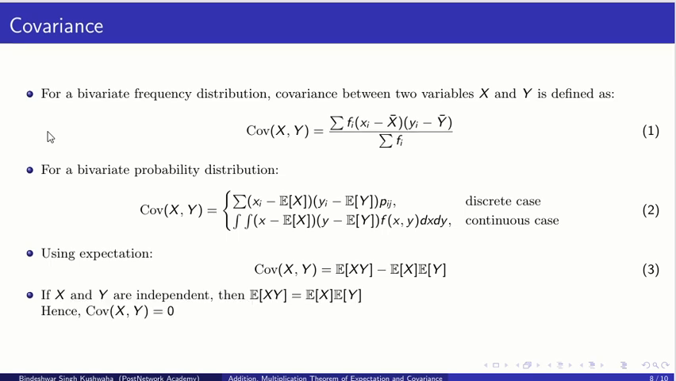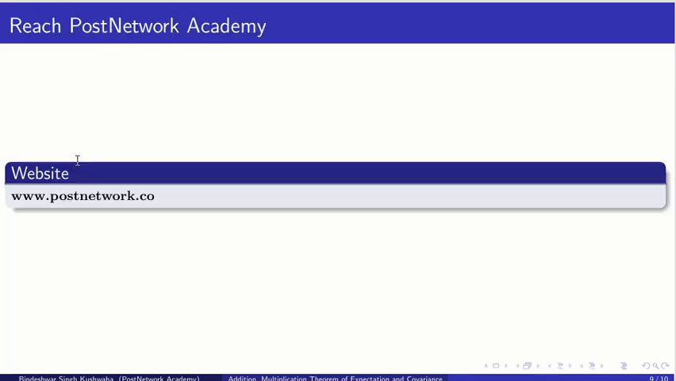And see that if x and y are independent, then covariance will become 0, and that means the expected value of xy will be equal to the expected value of x into the expected value of y when x and y are independent. So hope you understood the concept.